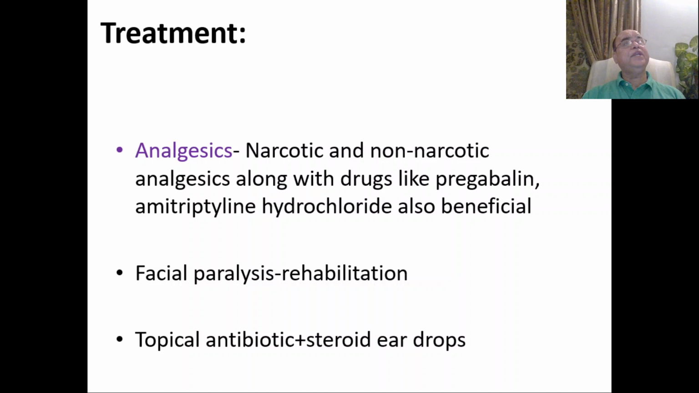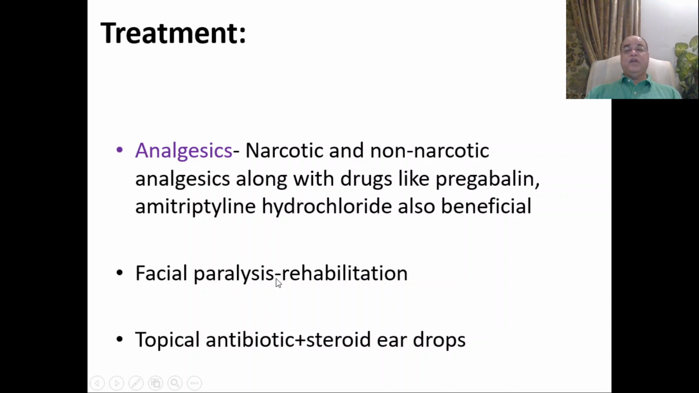And not only a combination of narcotic and non-narcotic analgesics, but we have to use these different drugs, because these patients will be having acute neuritis, which is very painful. So we have to use amitriptyline hydrochloride or pregabalin along with narcotic and non-narcotic analgesics.